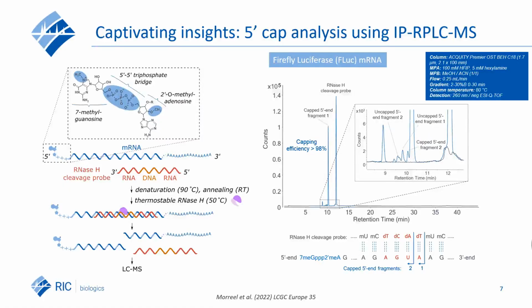When we zoom in on that peak, we see a second peak up front, representing another capped fragment generated by cleavage on a second digestion site. Shortly before the elution of the capped fragments, we can see the non-capped analogues, which allows us to calculate the capping efficiency.